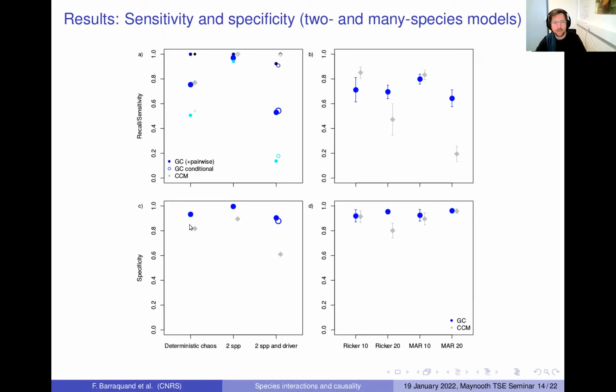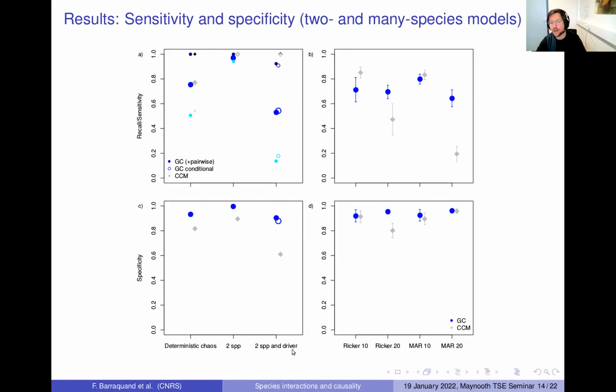And the false positive rate, so specificity is 1 minus the false positive rate, is quite reasonable both for Granger causality and convergent cross-mapping, even though in that case it's a little bit higher for convergent cross-mapping. Then for the two species, here is the Ricker competition model that I showed you earlier. And in that case, everything works fine, both for Granger causality and convergent cross-mapping.